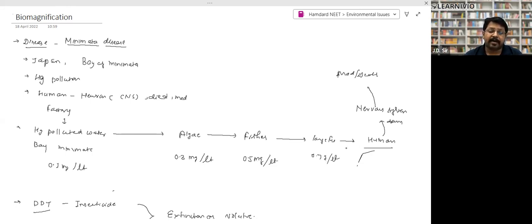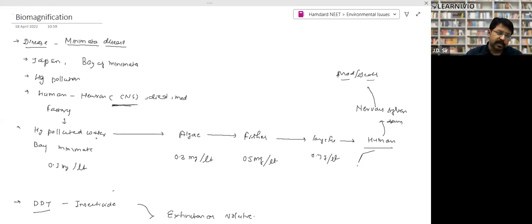When the human eats it, the mercury goes into the body of the human, and then it reaches through the blood to the human nervous system, and then the people become mad and die. So this was the story behind the Minamata disease. You have to remember, the Bay of Minamata is in Japan, and the Minamata disease is caused by the mercury pollution, right? And this kind of question has even been asked: what kind of system does it damage? It damages the central nervous system, right?